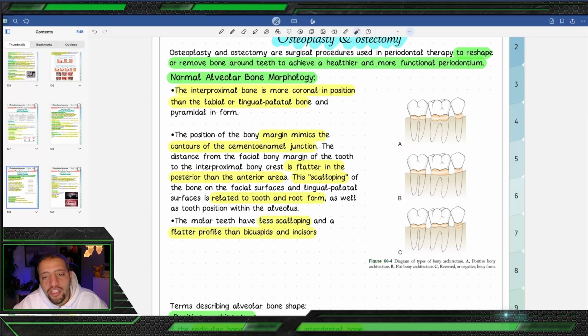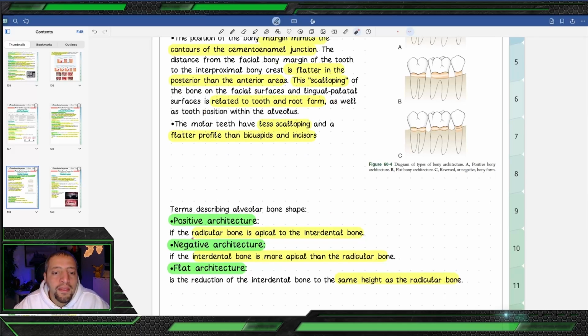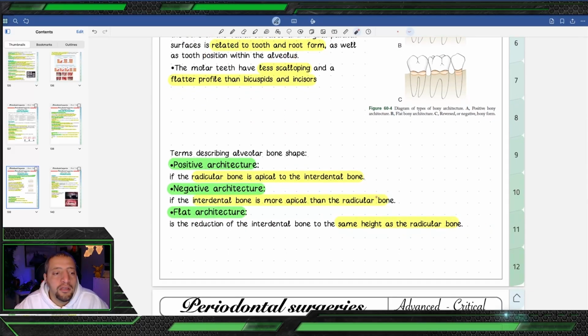The distance from the facial bone margin to the interproximal bony crest is flatter in the posterior teeth than the anterior teeth. And this scalloping of the bone on the facial and lingual palatal surfaces is related to the tooth or root form. You don't need to know all this information. All the information I would like you to know is the location between interdental and mid-buccal bone, and the difference between good positive architecture when radicular bone is apical to the interdental bone, negative when interdental bone is apical to radicular bone, or flat when they have the same height. So now we understand this.